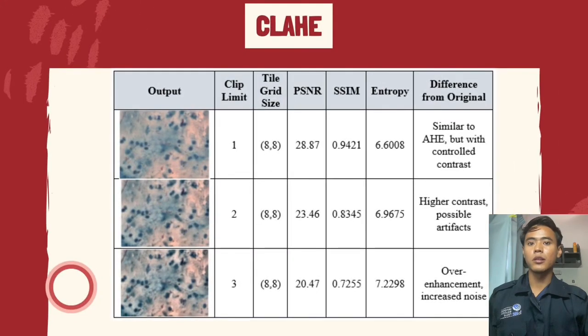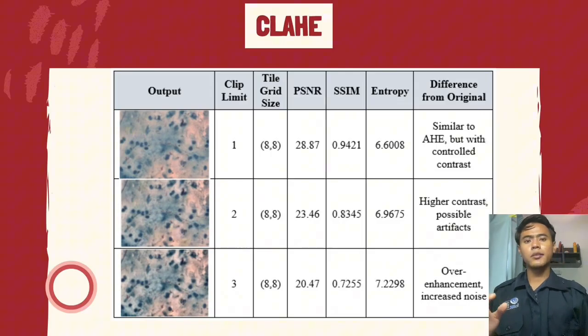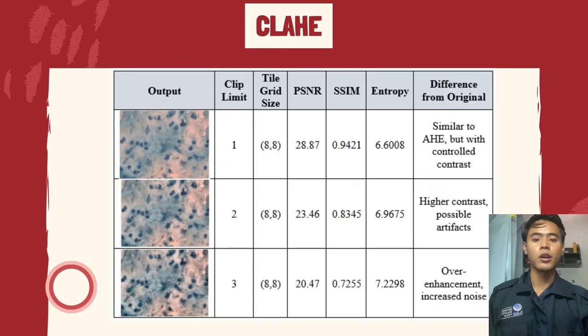Then we go to CLAHE, which is contrast limited adaptive histogram equalization. CLAHE was implemented with clip limits of 1, 2 and 3. The results are displayed in the table. Similar to AHE, increasing the clip limit results in a decrease in PSNR and SSIM with an increase in entropy.